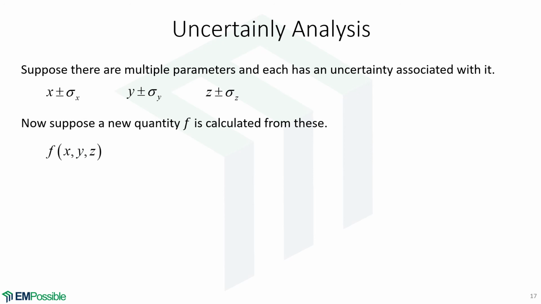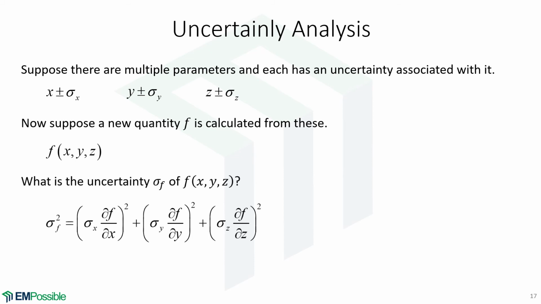And we now want to calculate something with them. So we're using X, Y, and Z in some kind of calculation. We would like to know the uncertainty of that calculation based on the uncertainties of X, Y, and Z. So here's an equation of how we do that. And it's a little bit different than when we were talking about error.